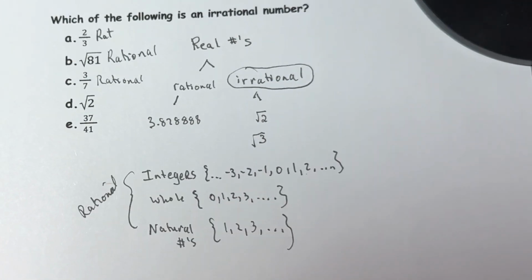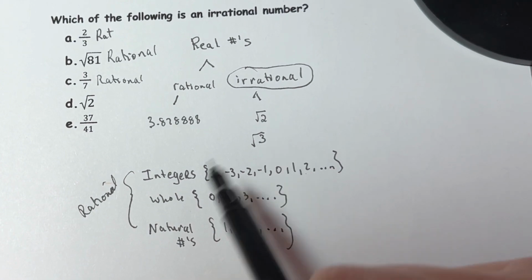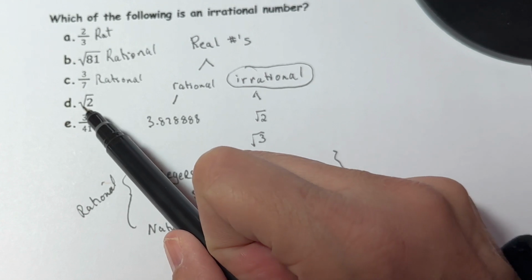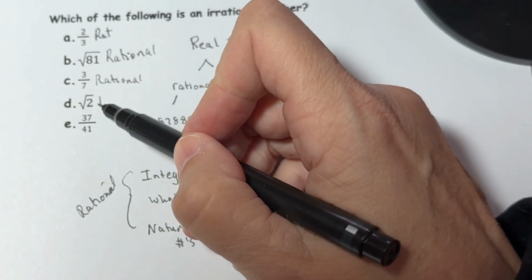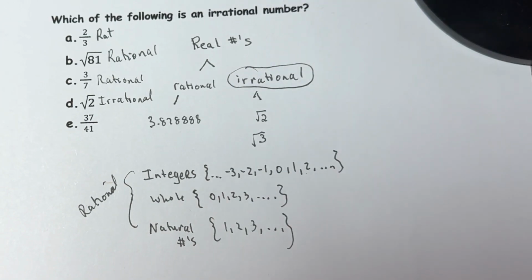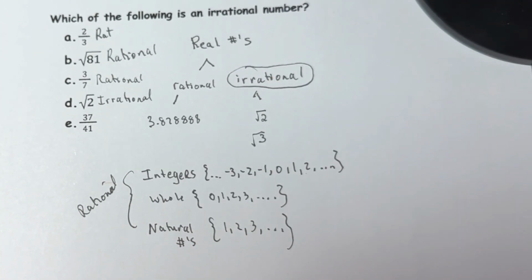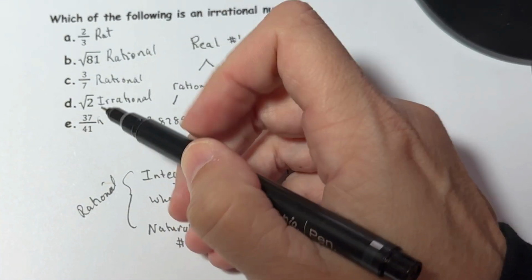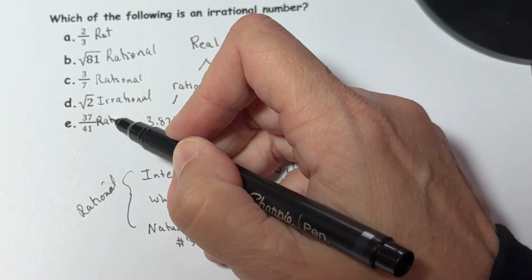When I look at letter D, 2 is a prime number. The only thing that multiplies to 2 is 1 times 2. If you take the square root of a prime number, it is irrational. And the last one, 37 and 41, are both integers. It's rational.